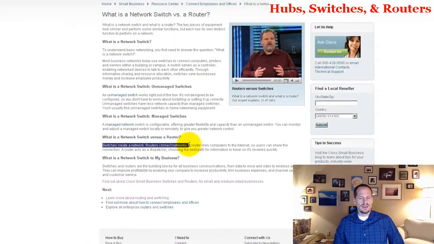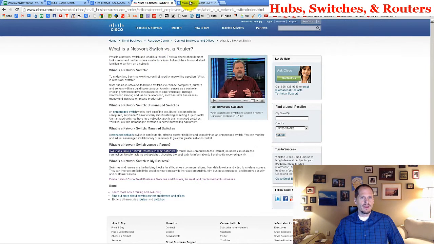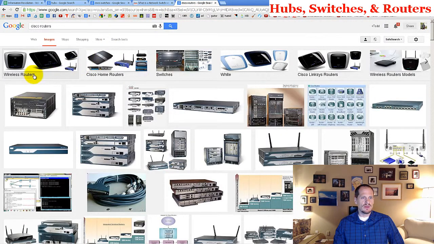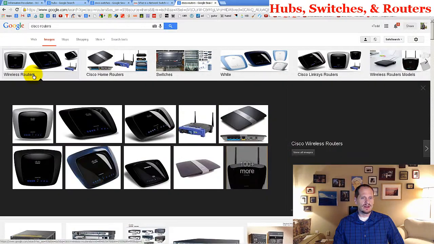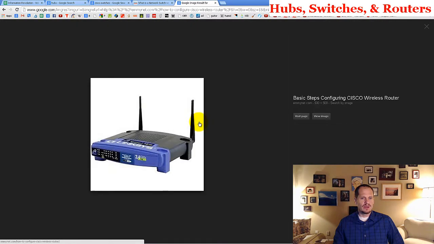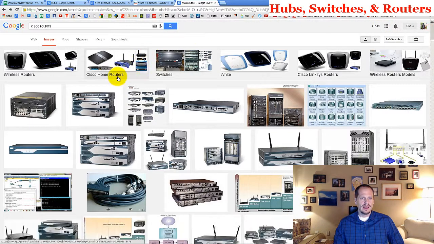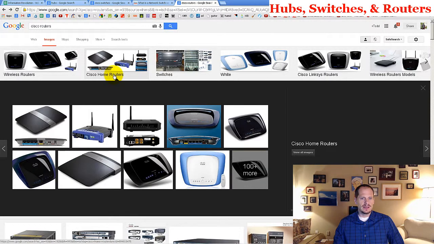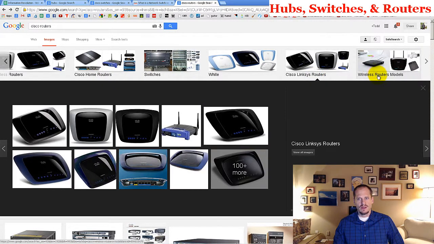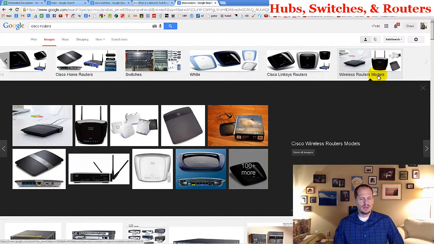They're terms that you hear thrown around all the time. Mostly as consumers, when we go shopping, we see things like wireless routers, right? Like this one is pretty common. You see that a lot. Or some of these here. Yeah, so those are the kind of wireless routers that we see in the marketplace.